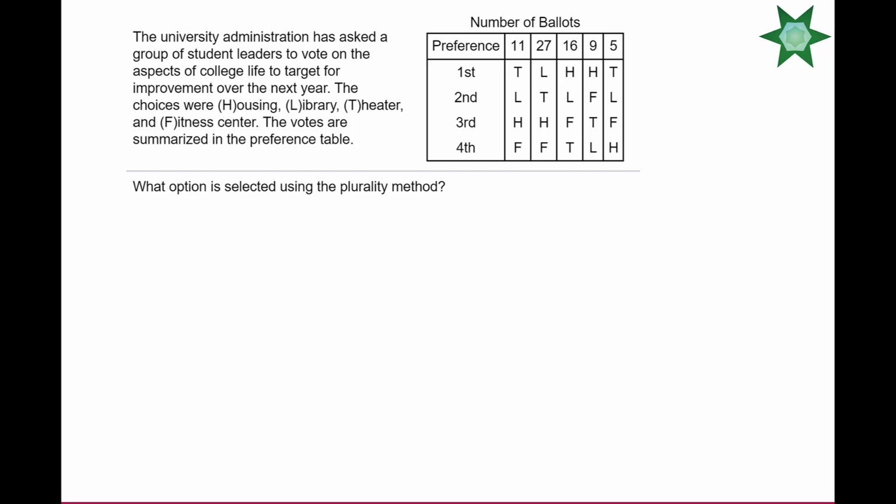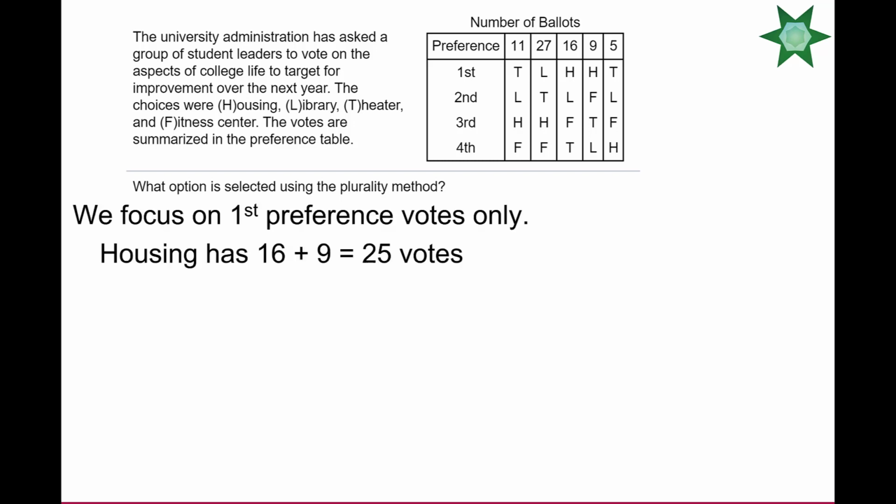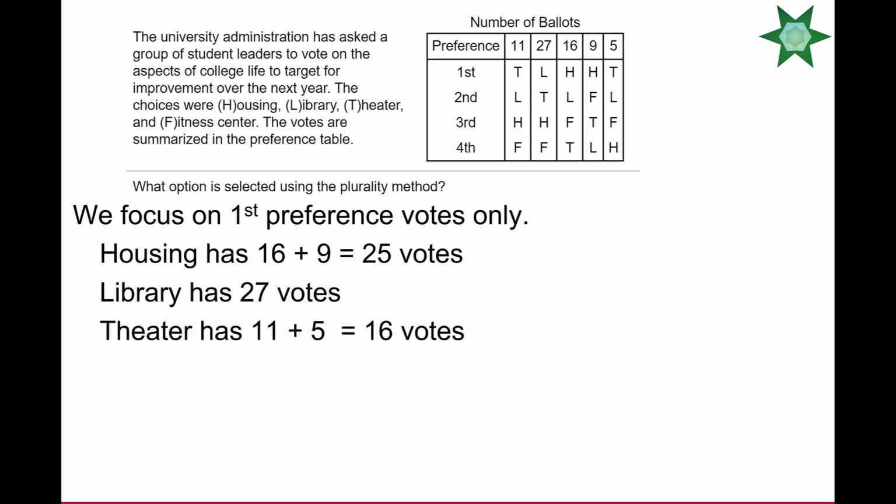So again, we're only going to look at the first row of the preference table. And we see that housing has 16 plus 9, 25 votes. The library has 27 votes. Theater has 11 plus 5 votes, 16 votes. And fitness had no first choice votes. So the winner by plurality is the library.